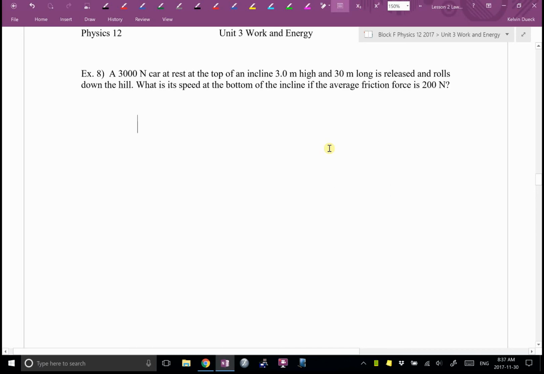Example 8. Everybody got notes? Okay. A 3,000 Newton car. Oh, I gave you mg. Let's make a little note that 3,000, because it's newtons, I gave you the weight, not the mass. At rest, I should probably underline mentally or actually the phrase at rest. At the top of an incline, 3 meters high and 30 meters long, is released and rolls down the hill. What's its speed at the bottom of the incline if the average friction force is 200 newtons?